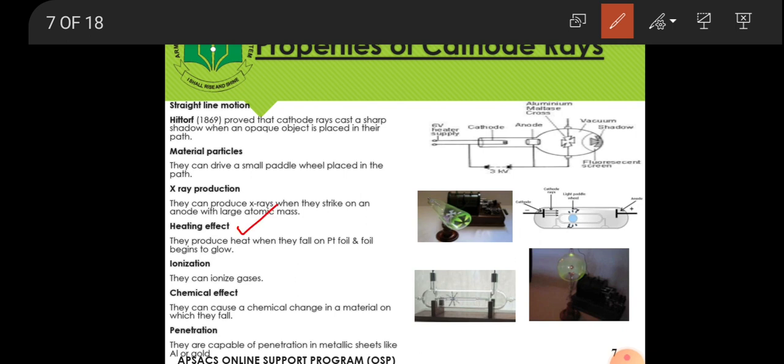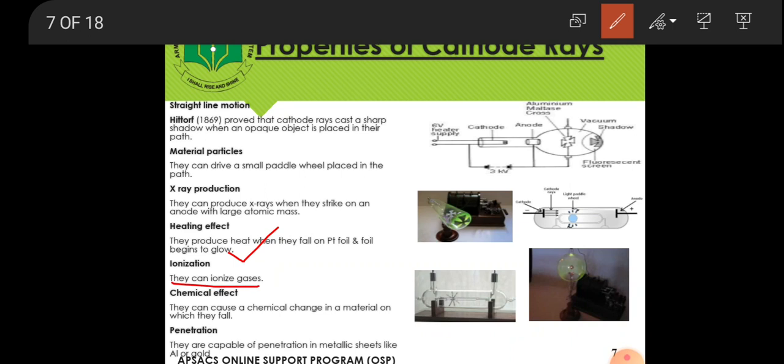Heating effect. The heating effect can be seen in this picture. In the center we can see a platinum foil, and when the cathode rays fall on this platinum foil, they produce heat on the foil and it begins to glow. A red glow is seen on this platinum foil.